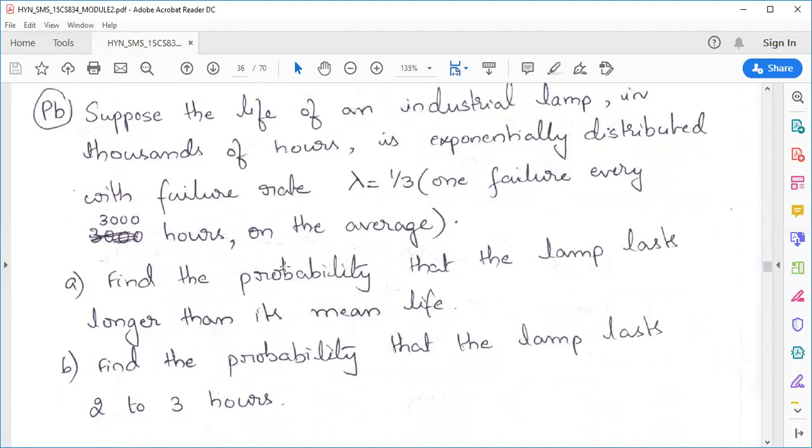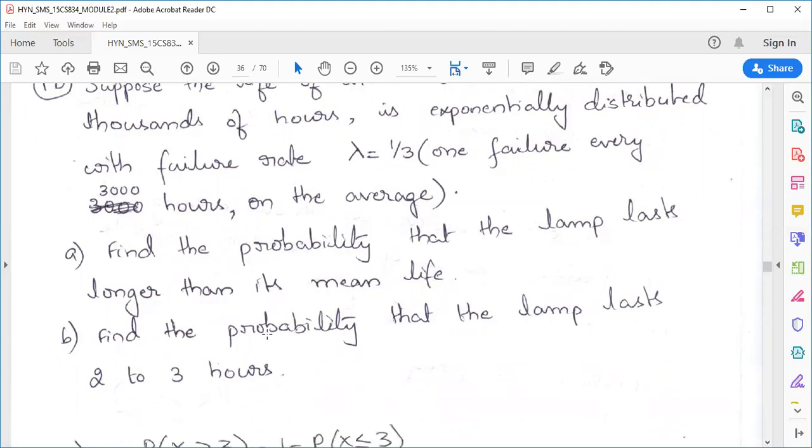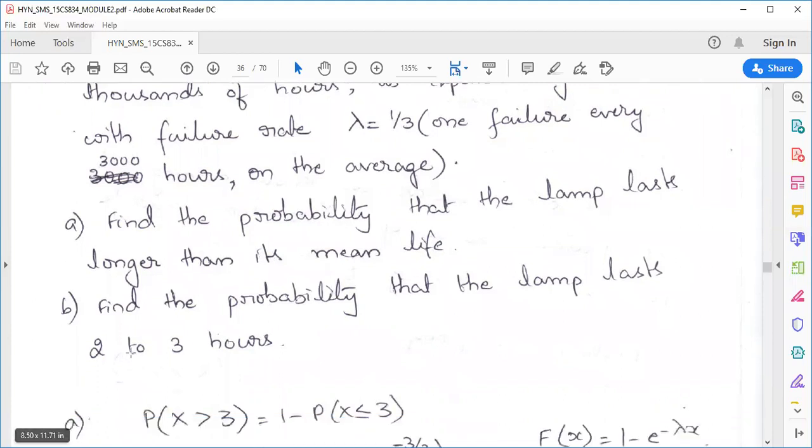We have to find the probability that the lamp lasts longer than its mean life. Then find the probability that the lamp lasts between 2 to 3 hours, right? Two sub questions are given here. The first question is to find the probability that the lamp lasts longer than its mean life. The second question is to find the probability that the lamp lasts between 2 to 3 hours.